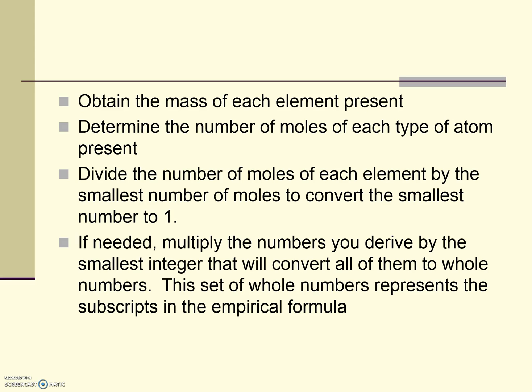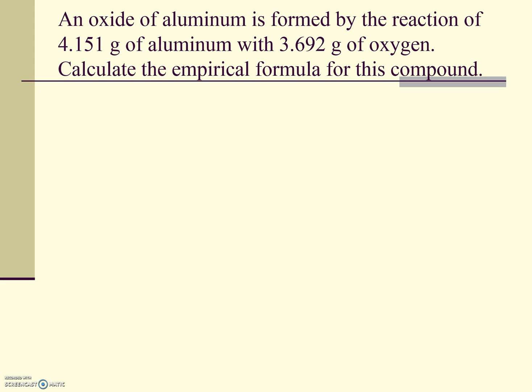Gosh, that sounds like a lot of things to have to understand and follow, but really the steps are quite straightforward once we get to the problem. So make sure you have these 4 steps in front of you. And then, from there, we can follow these problems. So your first problem says an oxide of aluminum is formed by the reaction of 4.151 grams of aluminum with 3.692 grams of oxygen. Calculate the empirical formula for this compound.